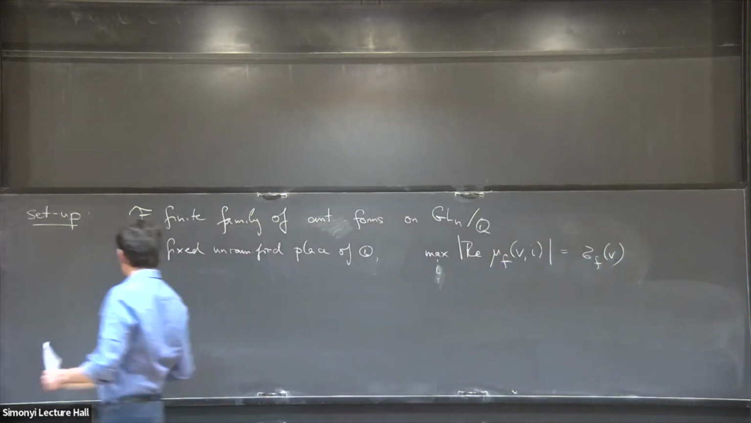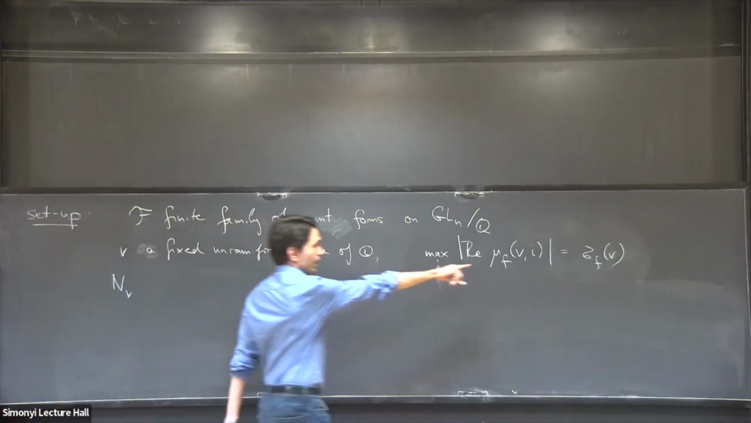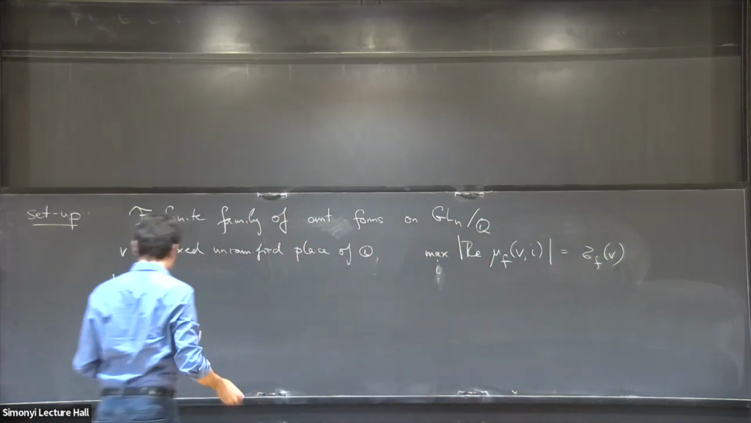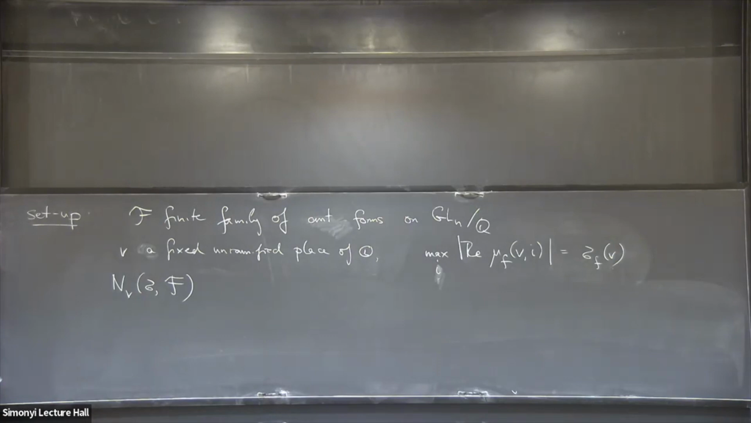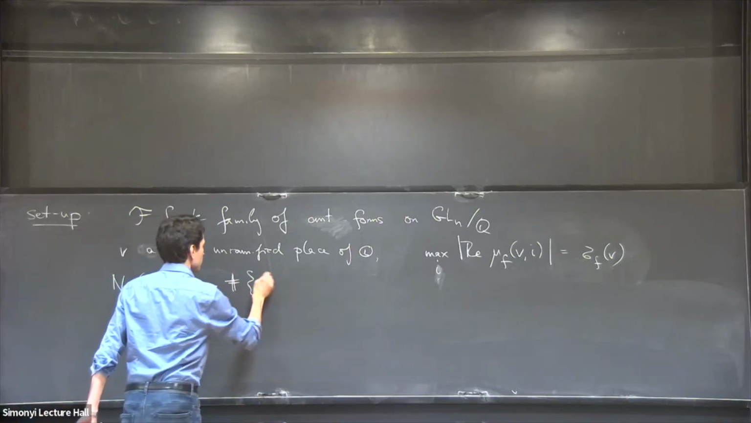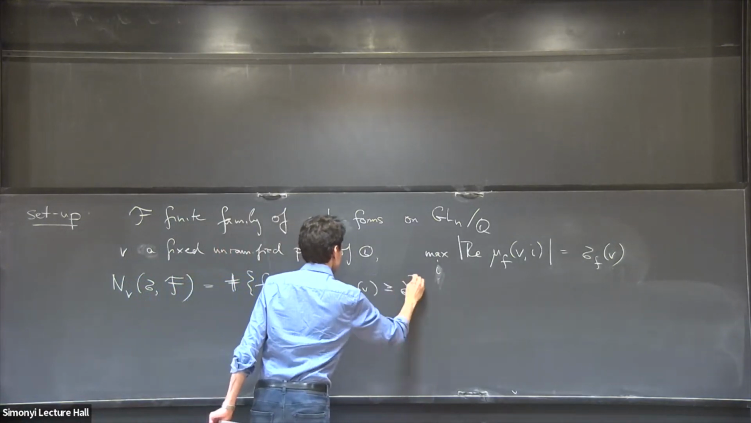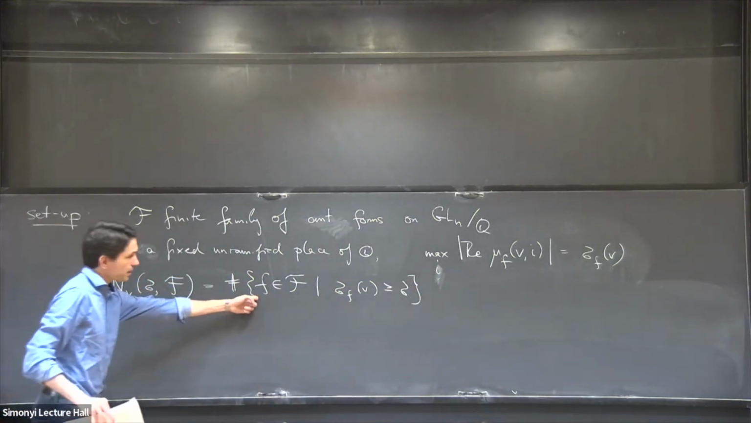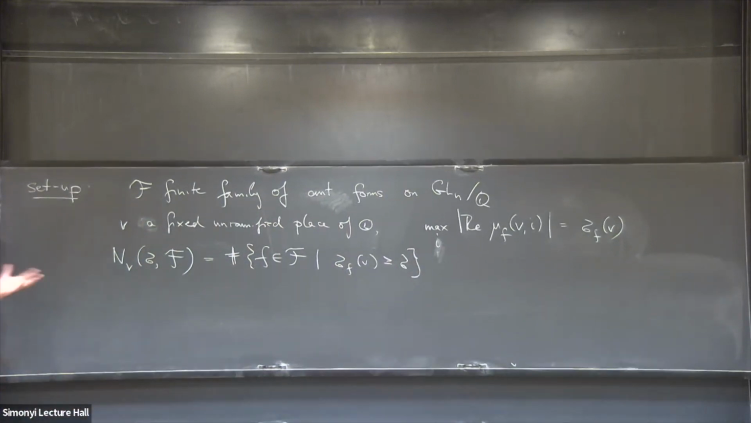And I want to count how many elements in F have a value of σ_f(V) that's bigger than some given σ. That's what I denote by N_V(σ, F), the number of f in F such that σ_f(V) is bigger than σ. And the idea is the bigger σ becomes, the smaller this set should be. So somehow the more Ramanujan is violated, the fewer offenders I'm supposed to have.